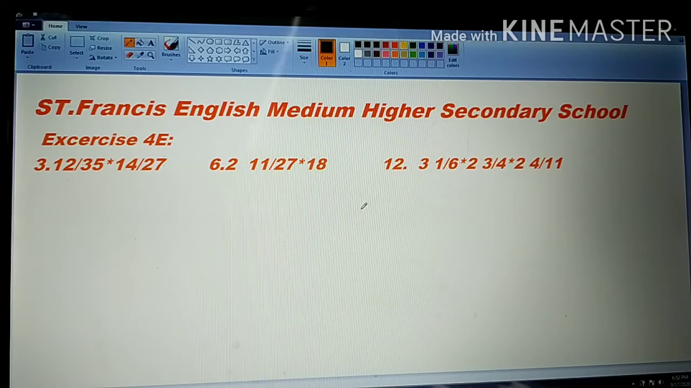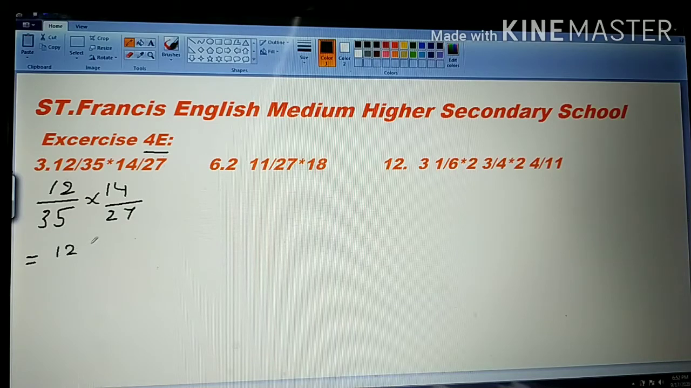Now see some more problems. In exercise 4E, see this first one, I am doing the third one. See, 12 divided by 35 into 14 divided by 27. This thing they have given. What we have to do? Multiplication. So just write multiplication of numerators and multiplication of denominators. So we can cancel any one here.